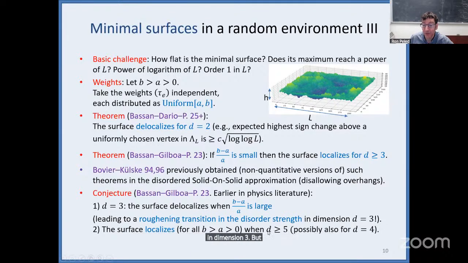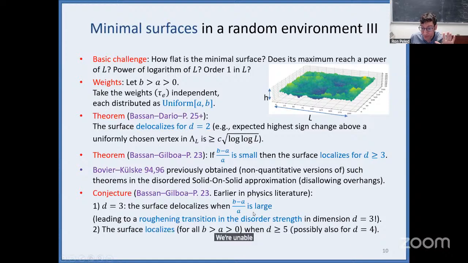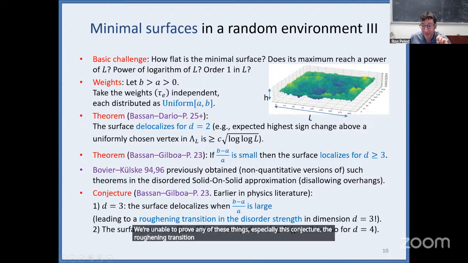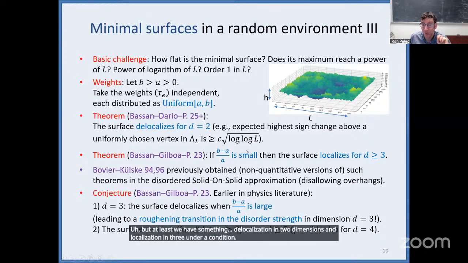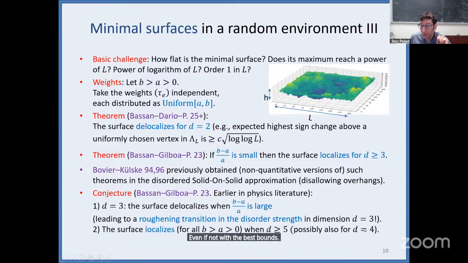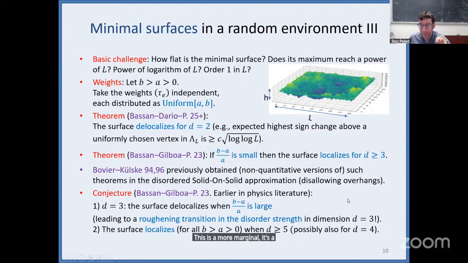But in dimensions 5 and higher, we believe that the surface always localizes. You do not need any condition on A and B. We're unable to prove any of these things, especially this conjecture, the roughening transition. I find it fascinating, but we are unable to prove it. So again, this model leaves a lot to be desired. But at least we have something: delocalization in 2 dimensions and localization in 3 under a condition, even if not with the best bounds. Dimension 4 is less clear. We think it might localize for all A and B, but this is a more marginal, critical case.